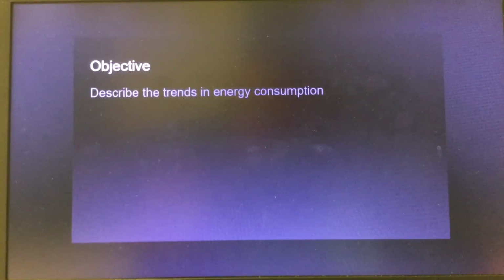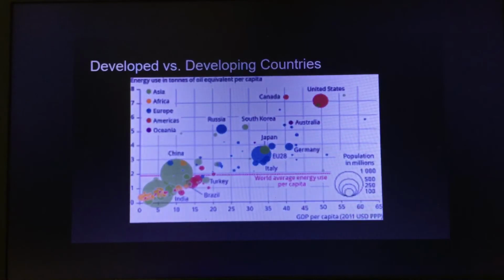We do not have any explicit vocabulary for this section because it's going to kind of be tied into things that we talk about along the way. Okay, so let's first look at how energy use differs between both developed and developing countries.